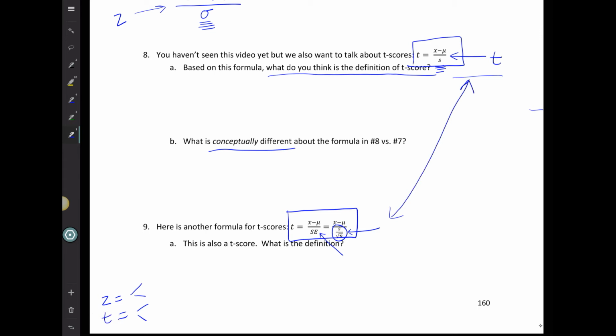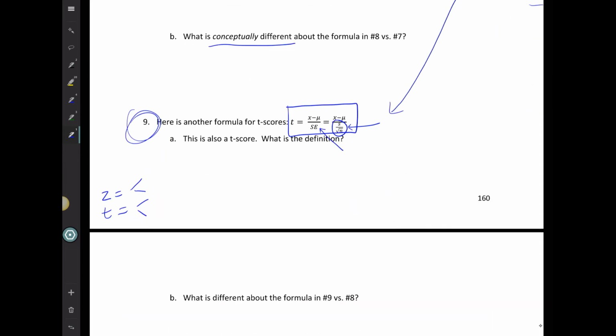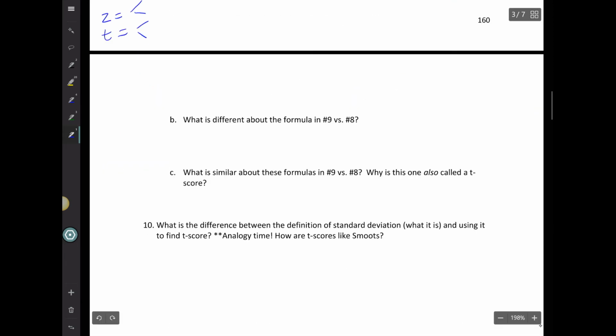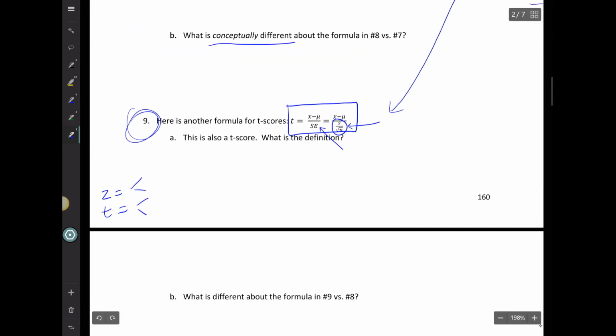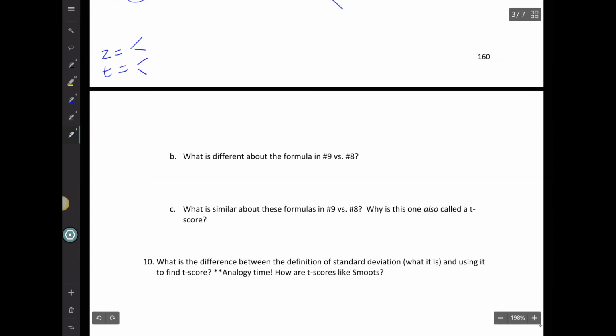This one's going to be a lot harder. If you struggle with this one, don't worry. We're going to be revisiting this material lots and lots of times, but I'm just trying to get you to stretch that a little bit right now. And then what is similar about those formulas? Why are they both called a T-score, do you think? And I'll give more info on this.